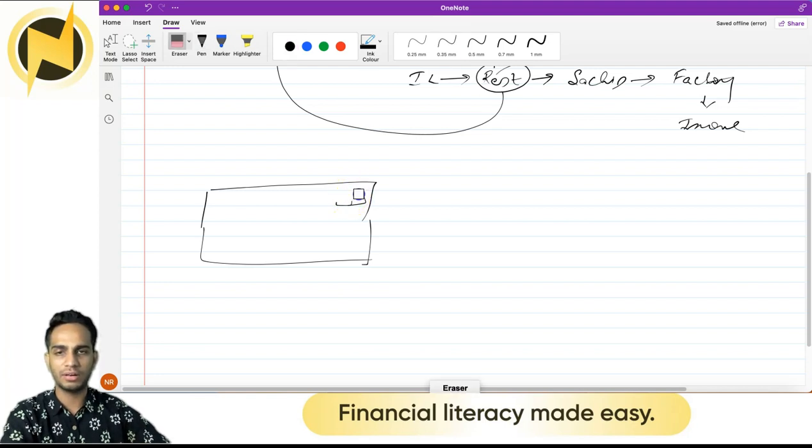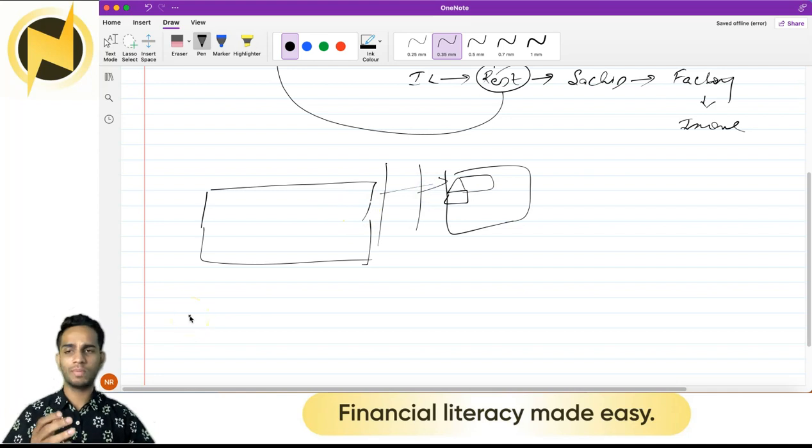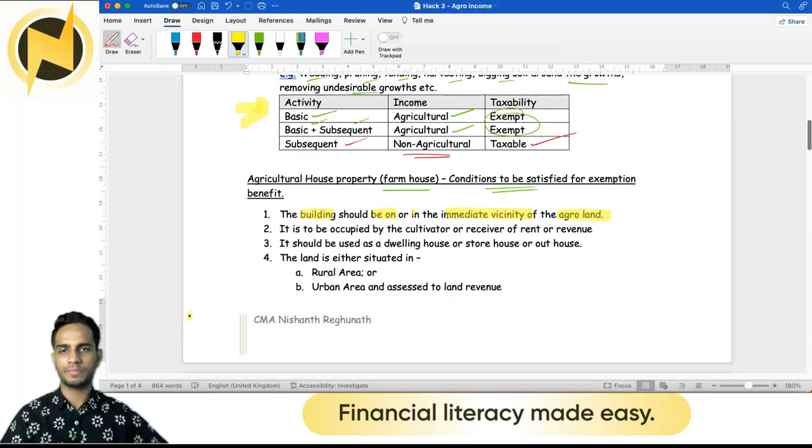Or say I do not have it here. Say there is a road passing by, and my farmhouse is here, with another plot there. No problem, because it's in the immediate vicinity. By vicinity, what it means is the nearby area, in proximity, in a safe surrounding distance. We do not have a proper definition as to how much that distance can be, but just keep in mind, vicinity is like a visible area.